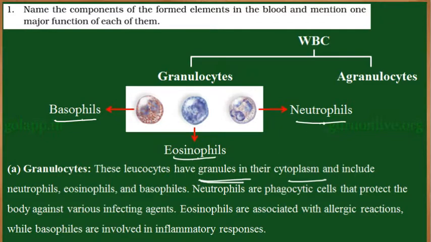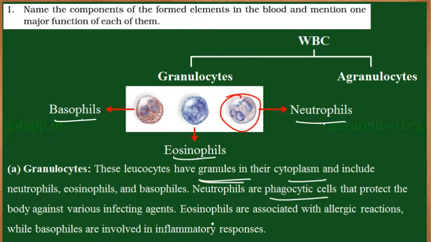Now the function of neutrophil is that they are phagocytic in nature. So phagocytic cells are those which can engulf solid substances like a foreign pathogen. When a foreign substance enters inside, the neutrophil, which has an amoeboid shape, engulfs the foreign substance and starts digesting it, and hence they protect our body.